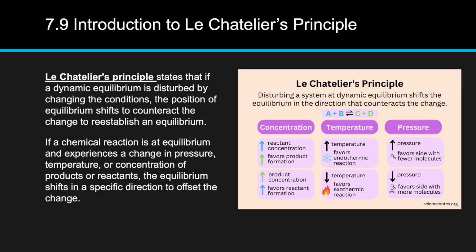So Le Chatelier's principle explains how a system at dynamic equilibrium responds when conditions such as concentration, pressure, or temperature are changed. So the system shifts in a direction that's going to counteract the stress and reestablish equilibrium. This principle allows us to predict how equilibrium systems will behave when disturbed and then connects directly to reaction quotient concepts, which we will use to explain these shifts mathematically.